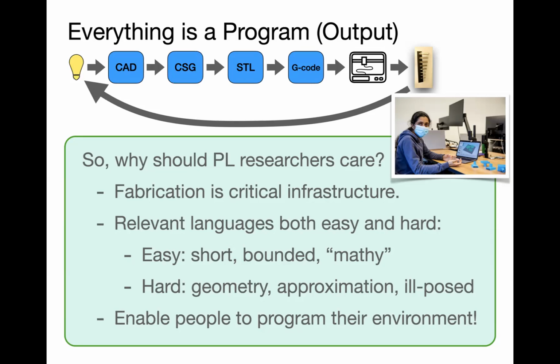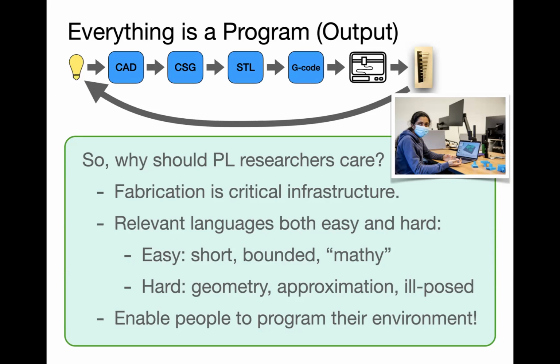But I think also this domain is really interesting for programming languages because these intermediate representations are both really easy and challenging from a PL perspective. So they're really easy targets because all the programs are typically really flat. The higher level ones are very short. Loops are all bounded. Control flow can be resolved. There's no pointers. There's no aliasing. And the semantics tend to be pretty clean. They tend to be pretty mathy, geometric.